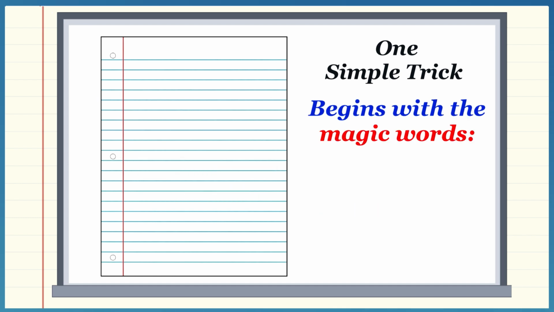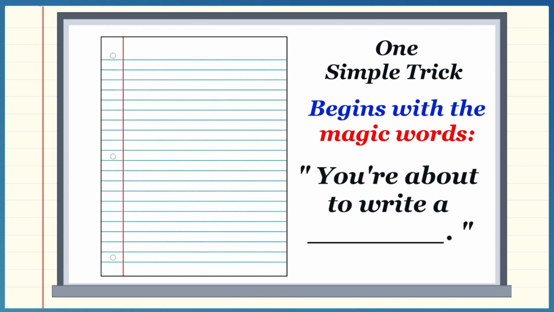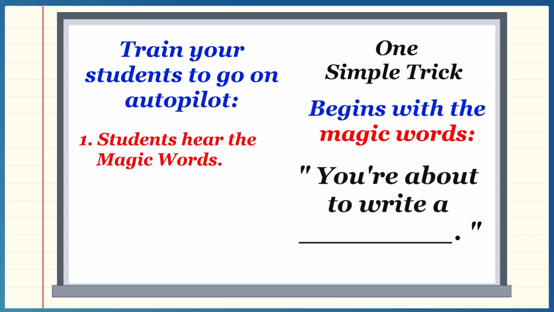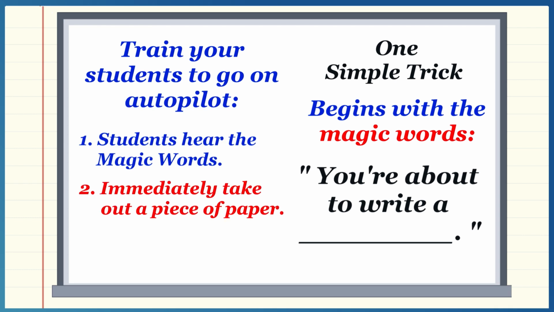So the trick begins when the teacher says the magic words. And the magic words are, you're about to write, and then you fill in the blank. So you could say, you're about to write a paragraph, or you're about to write an essay, or you're about to write a research report. Now, when you say the magic words, it triggers action within the students. What they're going to do is immediately take out a blank piece of paper and start setting it up.